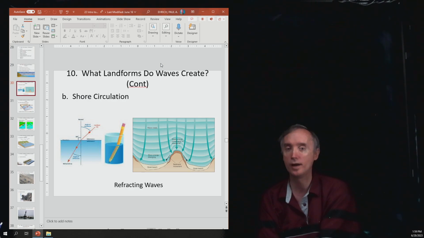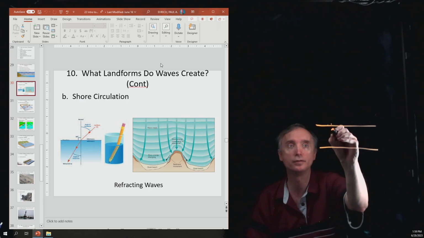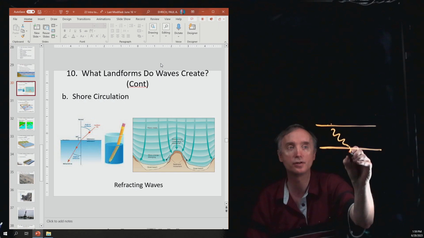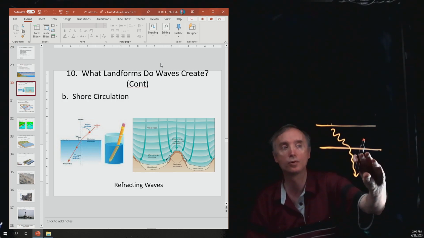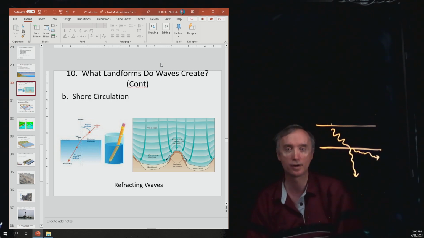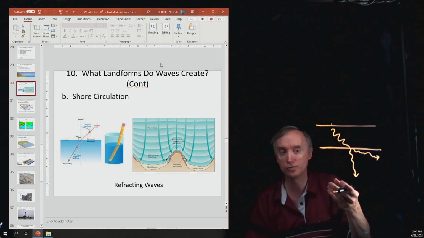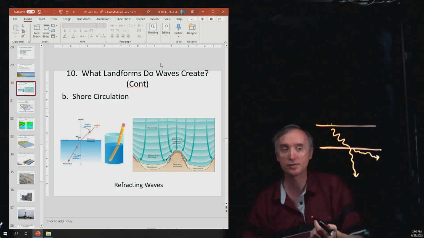Okay, you need to know that waves can be refracted. When we talked about earthquakes, we said that as an earthquake wave is traveling through the earth, when it gets to a different kind of rock, it could change its direction. That was called refraction. Depending on whether this is more dense or less dense than this rock here, it could be refracted this way or in that direction. Well, notice that a wave can do the same thing. As a wave is approaching the shore, it's going into shallower water and it's having to slow down, and as it's slowing down, that's what's causing the refraction to occur.